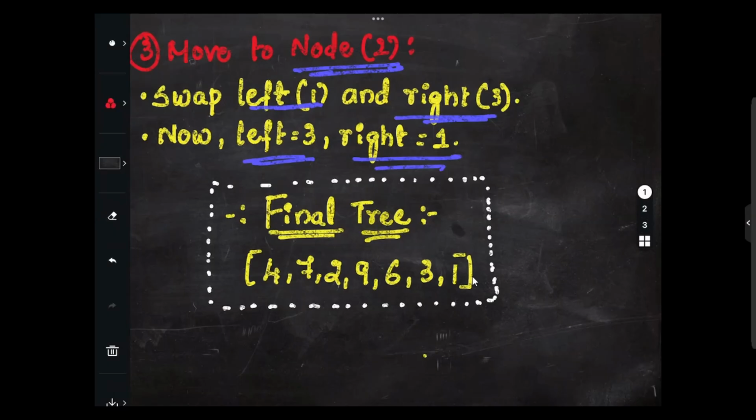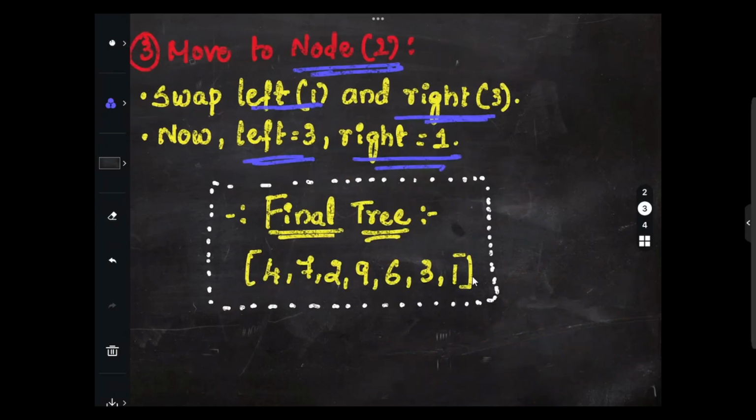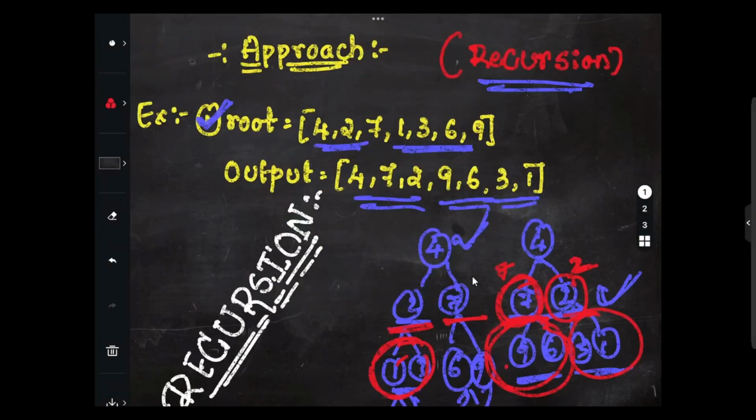So the final tree will be 4 7 2 9 6 3 1, right? This is the final tree, which is equivalent to the output they have given for example 1 in the question, 4 7 2 9 6 3 1. So our approach works absolutely correct in this case.